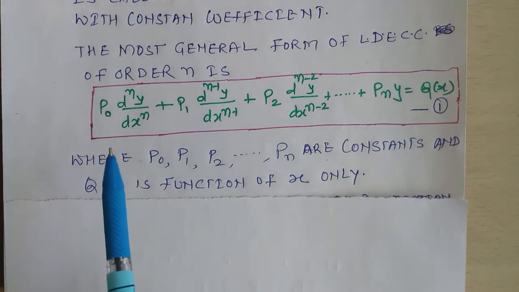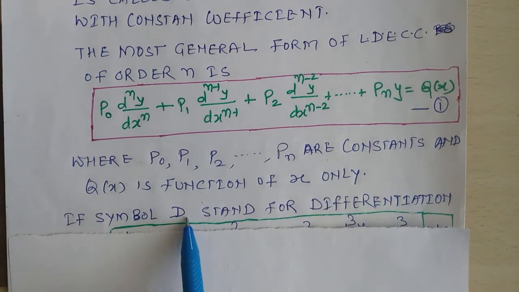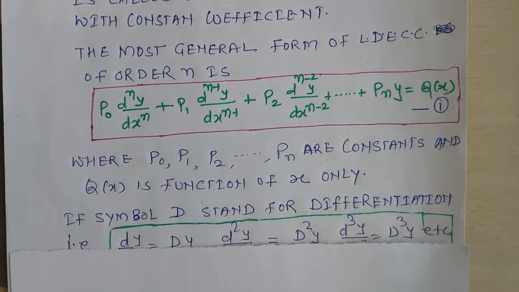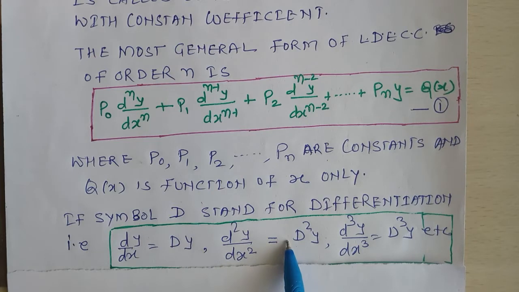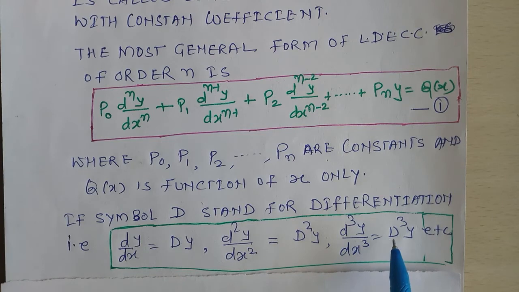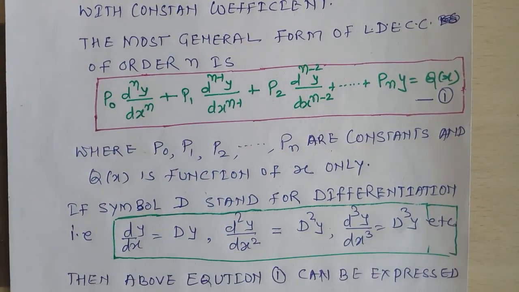Now we express this LDCC in symbolic form. If the capital symbol D stands for differentiation of y, like dy by dx, then we write Dy. This D stands for the derivative d by dx. d2y by dx2 we express as D square y, d3y by dx3 we express as D cube y, and so on.